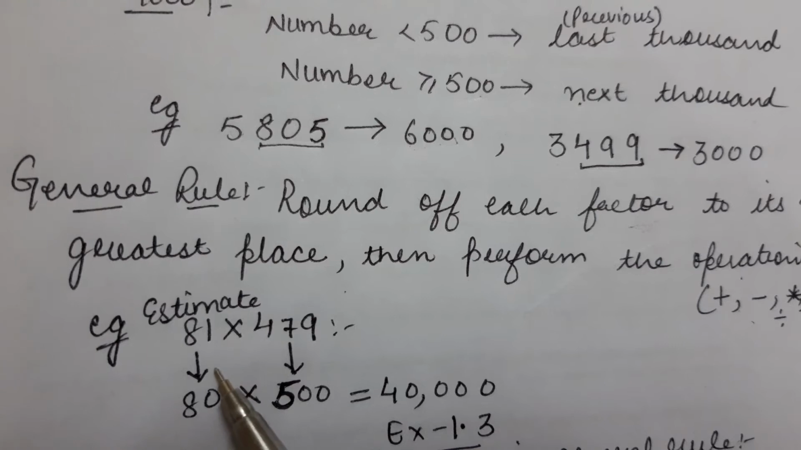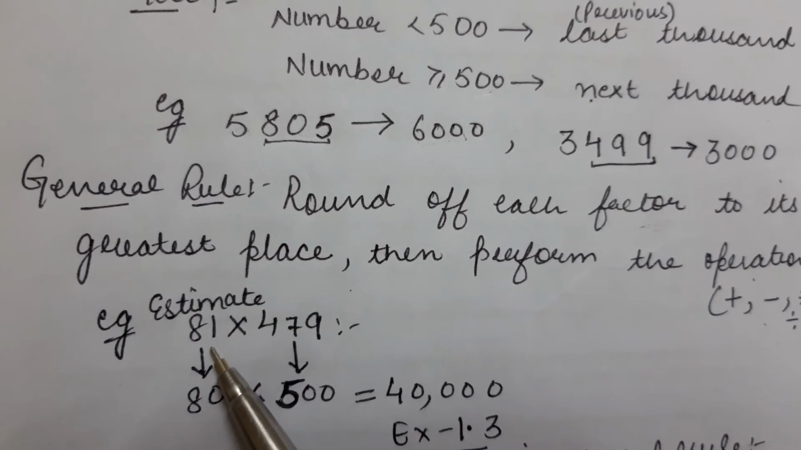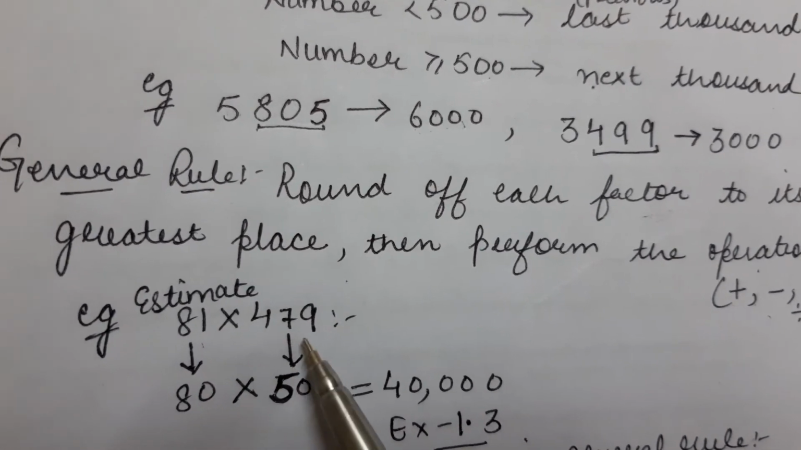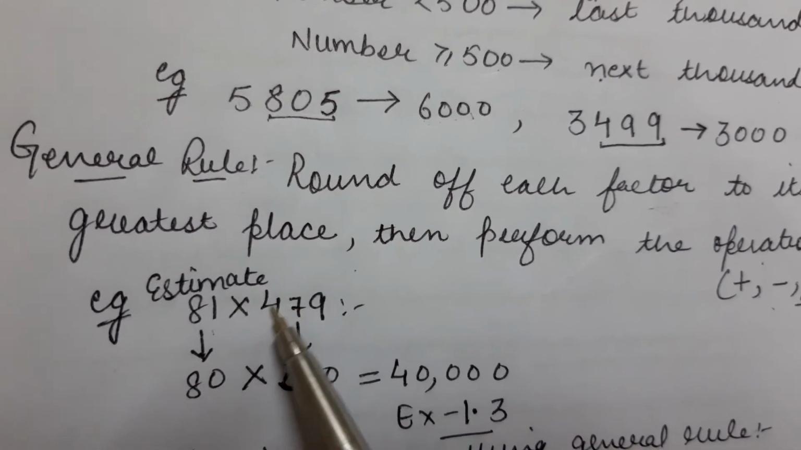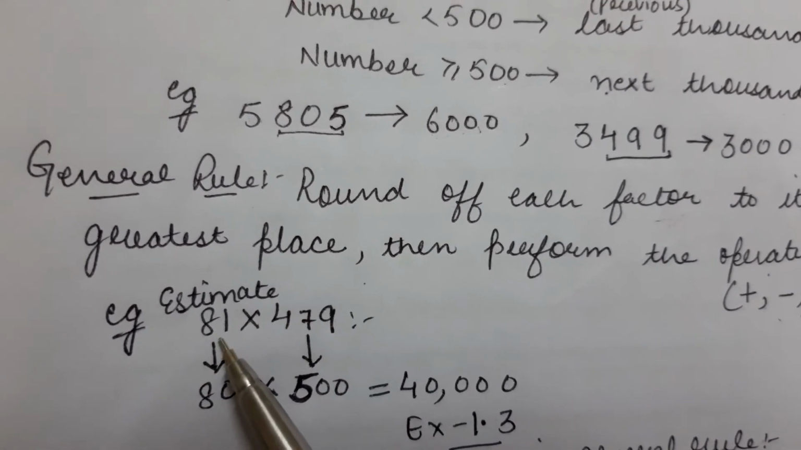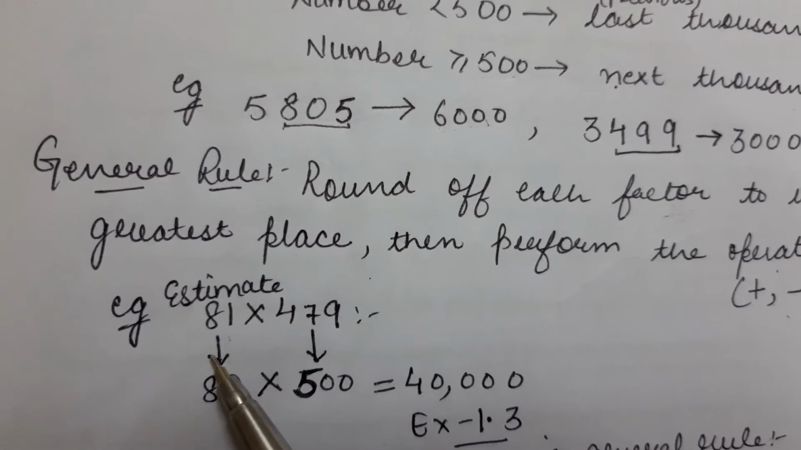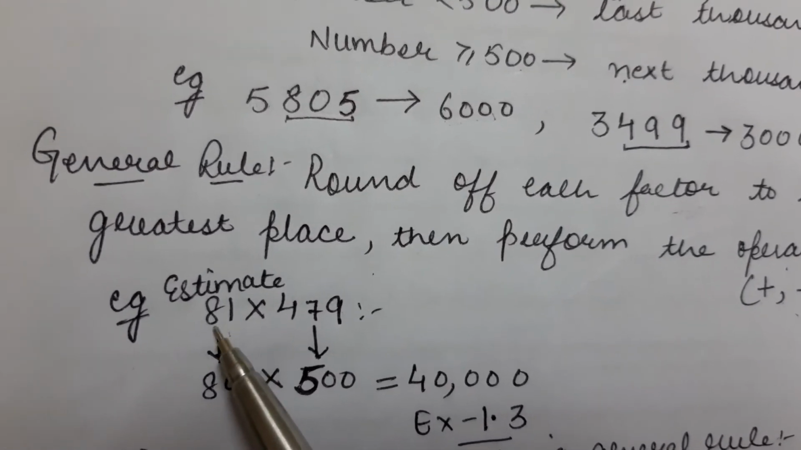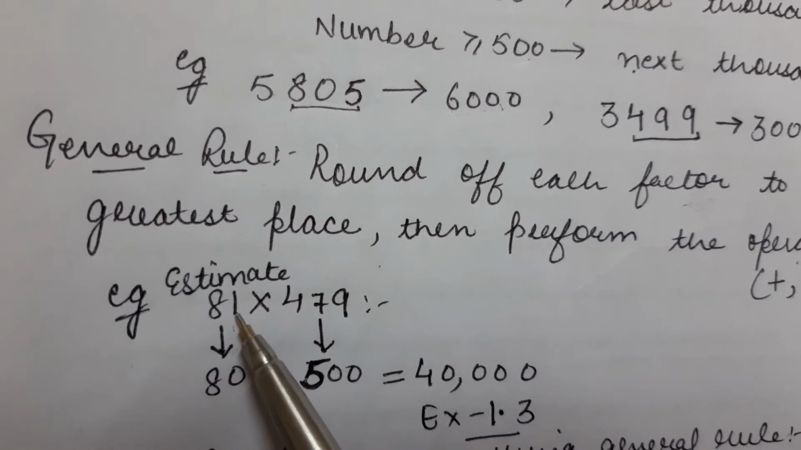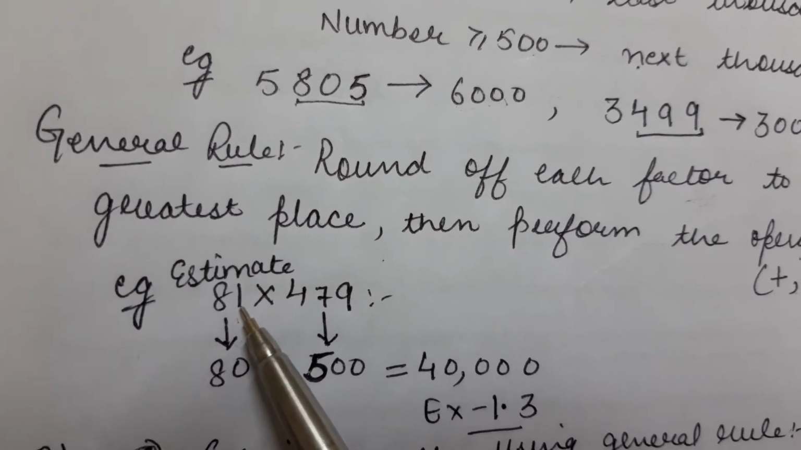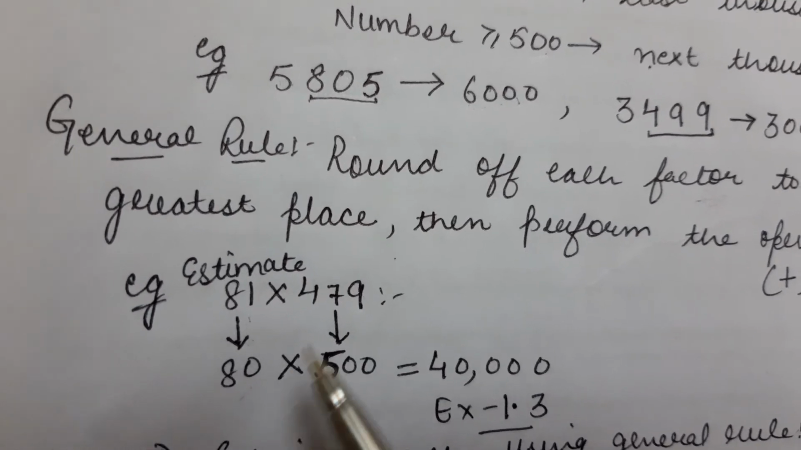Now let us take an example. If I want to estimate 81 multiplied by 479. Now this is a 2-digit number and this is a 3-digit number. So I will round it off to its nearest tens. So 81, clearly 81 is less than 85, the middle number. So it will be rounded off to 80.